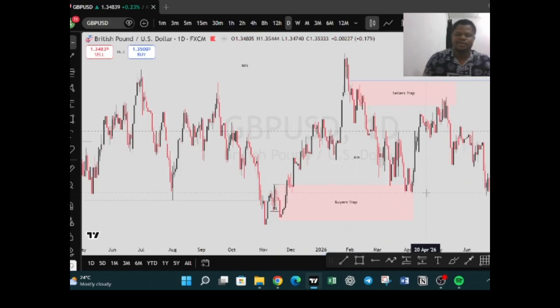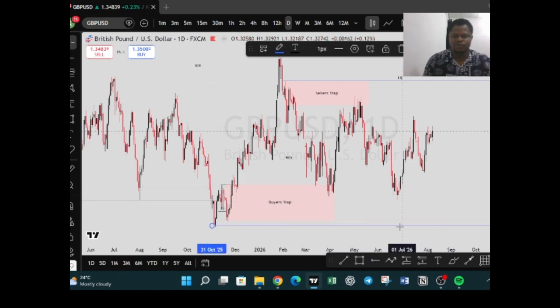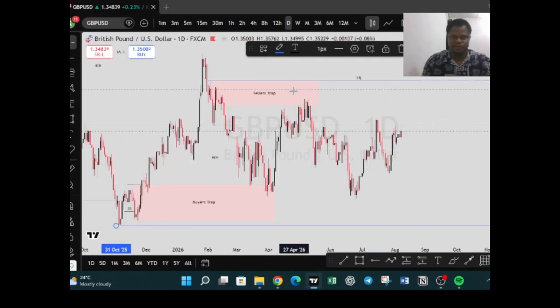Because buyers are trapped here, it gives us a sense that once we take out this liquidity here, none of these lows here are going to hold. Why? Because buyers are trapped here. We have built liquidity below this low, so we have liquidity that we need to target below this low here. So let's continue reading price action on the daily time frame.